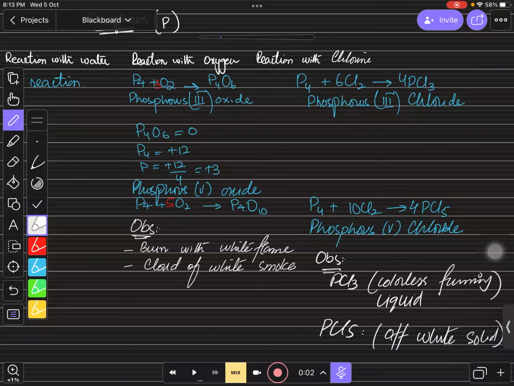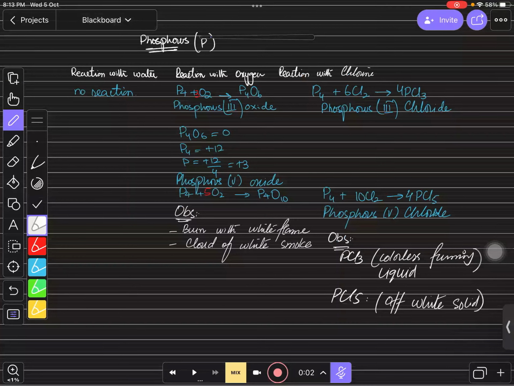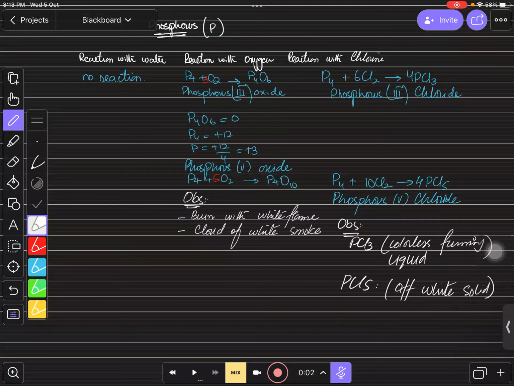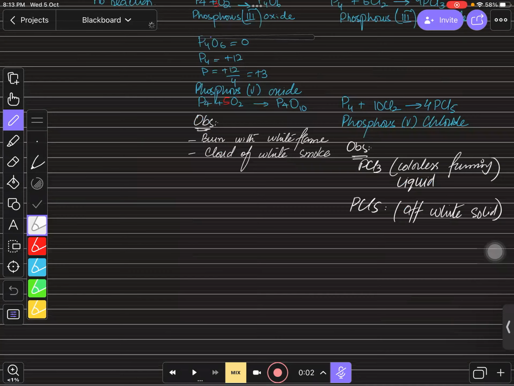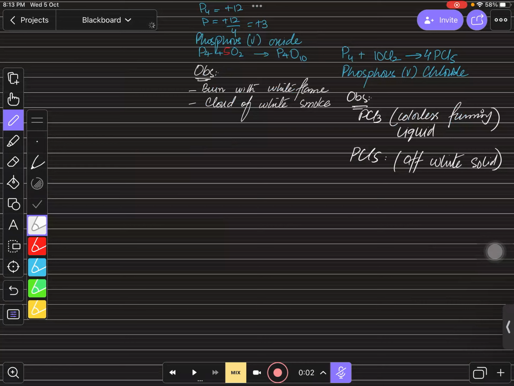Then for a few compounds that are forming over here, we need to talk about their properties as well. So over here we have oxides of phosphorus and we have chlorides of phosphorus. So we need to discuss the properties of these compounds as well, right? So first of all, the oxides of phosphorus. We need to discuss the properties of phosphorus oxides. Now I'm not using 3 or 5 oxidation state over here because I'm going to talk about the properties of both together, right?